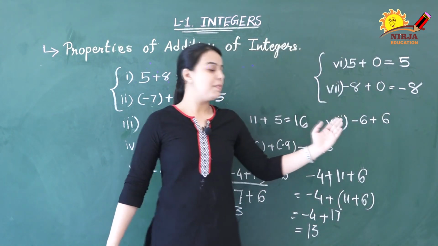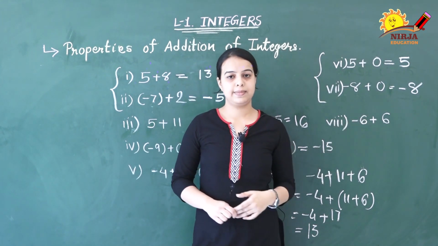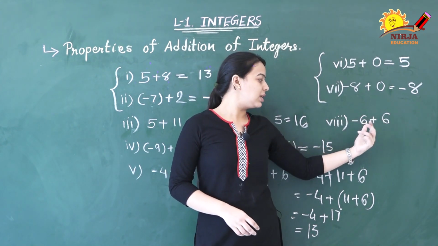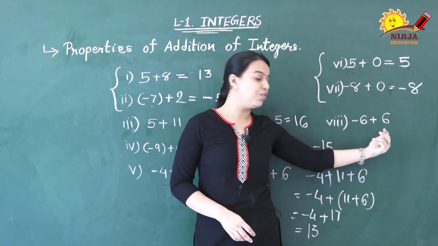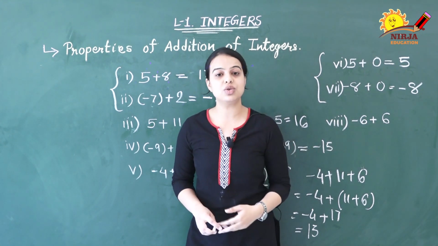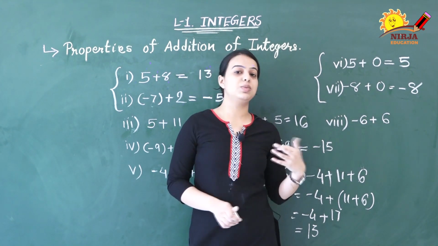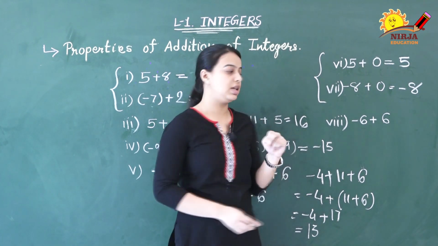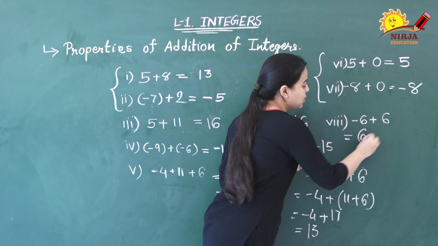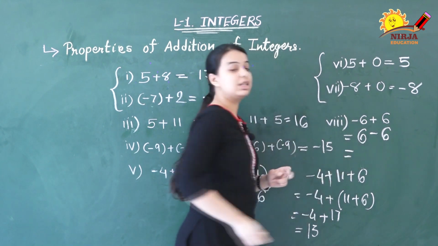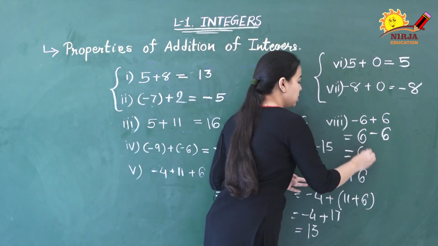Next one is minus 6 plus 6. Minus 6 plus 6, here one number is negative, one is positive. What we need to do? We need to subtract the smaller from the bigger one. Both are the same, so we are going to do 6 minus 6, and 6 minus 6 is equal to 0.